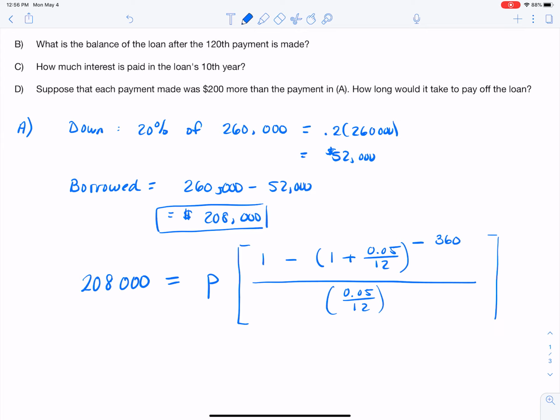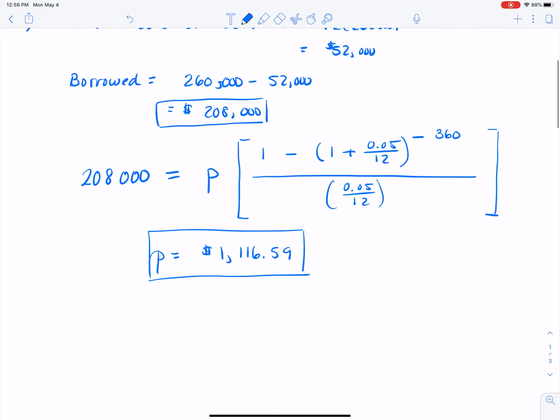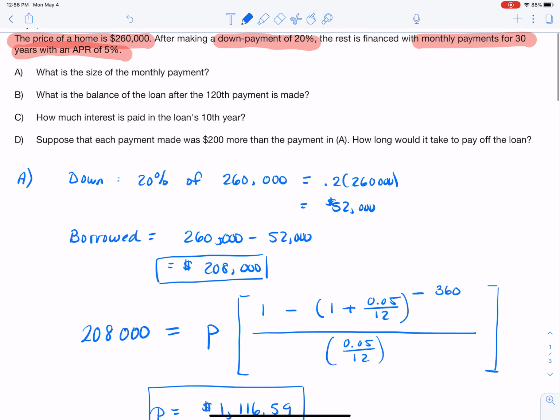So again, a fairly typical calculation that we've done several times. So after using technology to get this, the payment size should be $1,116.59. So there's our payment. Now for part B. The balance after the 120th payment is made.